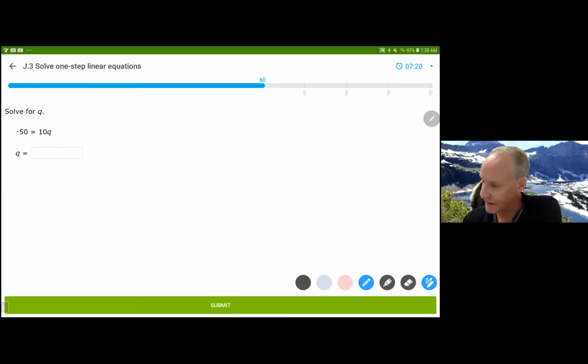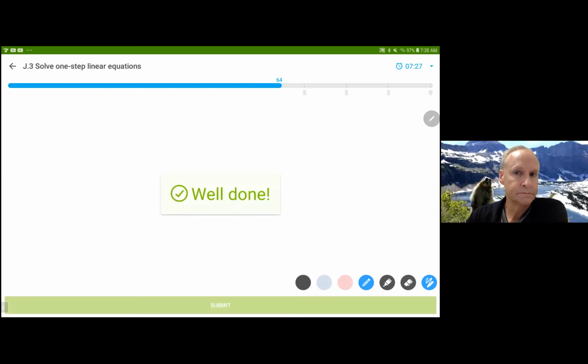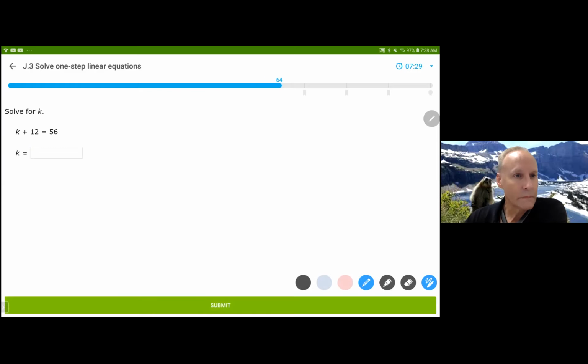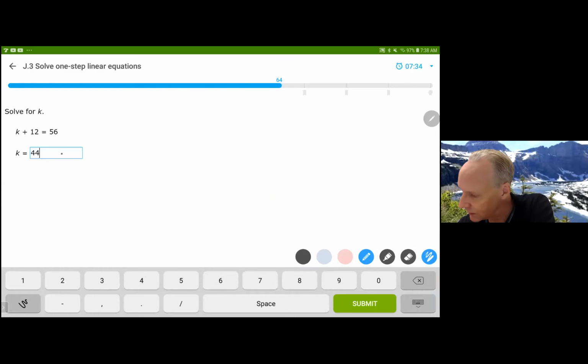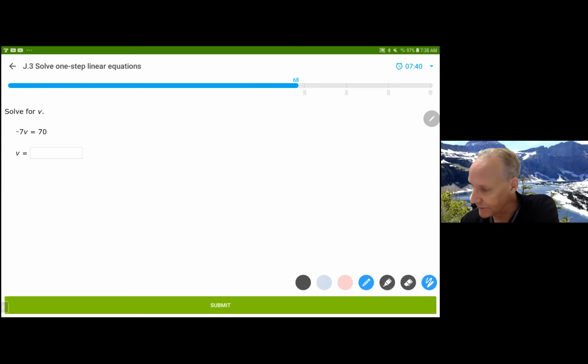I'm going to divide by 10 and get negative 5. I'm going to subtract 12 and get 44. I am subtracting 12 from both sides. I'm going to divide by negative 7.